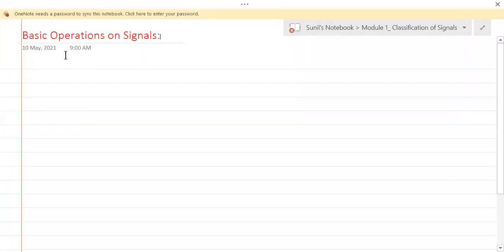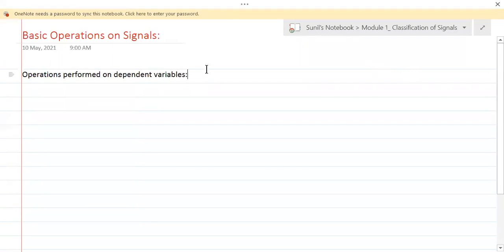So let's start with the new topic, that is operations on signals. Fine. So there are again two categories. Where are we performing these operations? Let's see the performance of operations here. Everybody take this down. Operations performed on dependent variables.